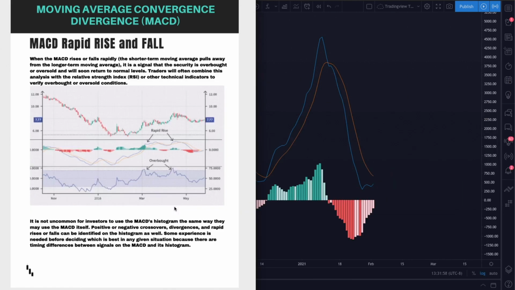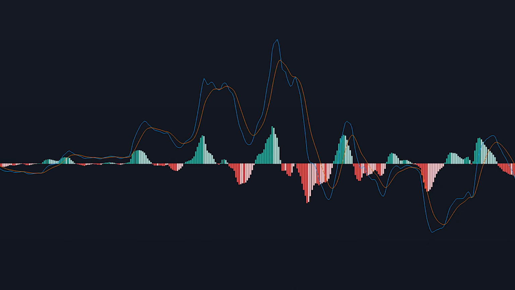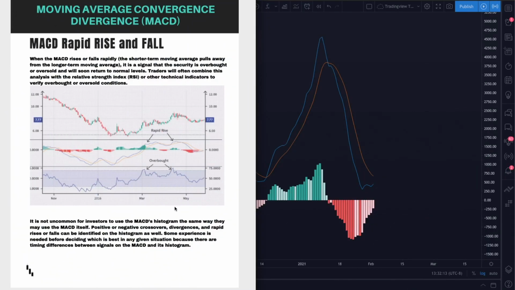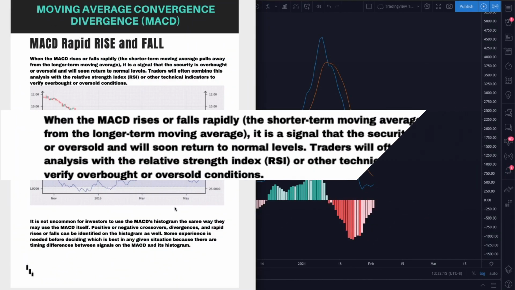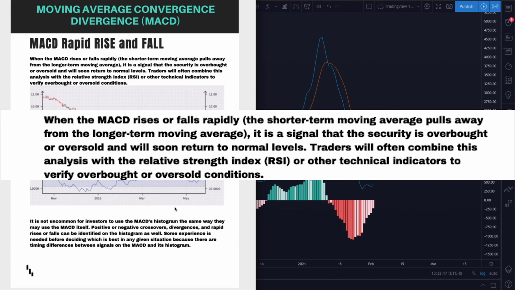Now, MACD rapid rise and fall. When the MACD rises or falls rapidly, the shorter term moving average pulls away from the longer term moving average. It is a signal that the security is overbought or oversold and will soon return to normal levels. Now, traders will often combine this analysis with the relative strength index or other technical indicators to verify overbought or oversold conditions.